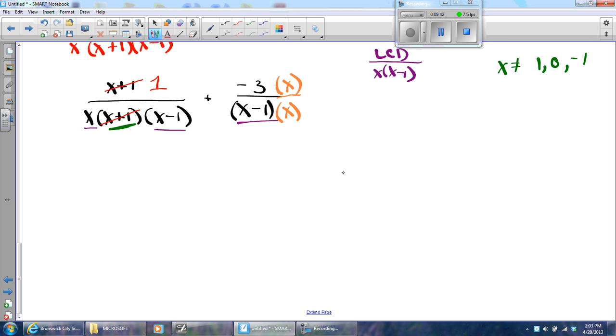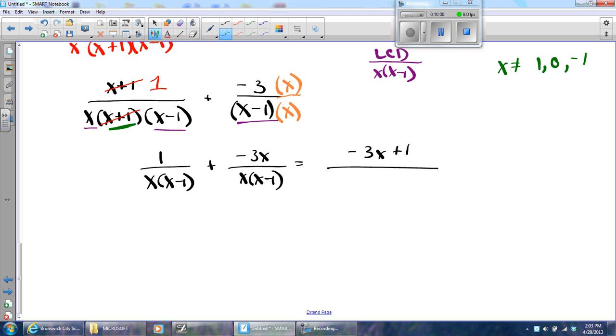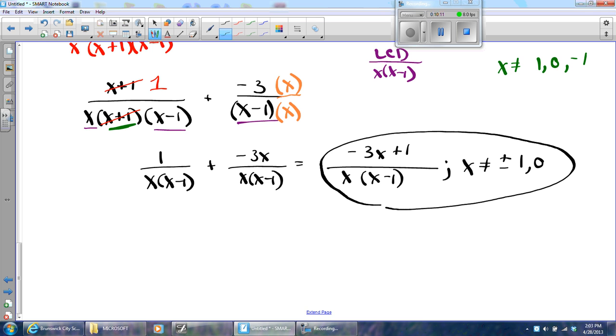And when we do that, we're going to get 1 over the LCD plus over the LCD. Combine like terms, I don't see any. And that's true when x does not equal plus or minus 1 or 0. And there is your difference, the answer to the subtraction problem.